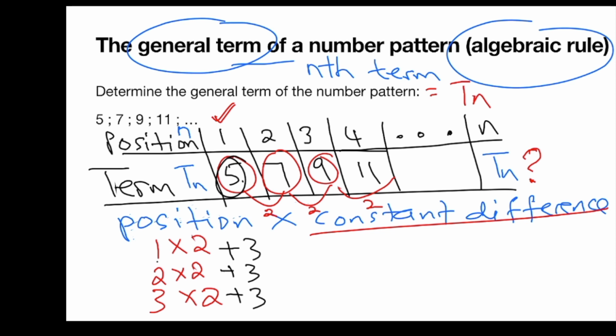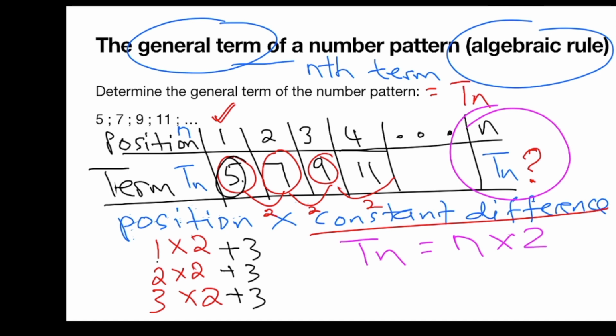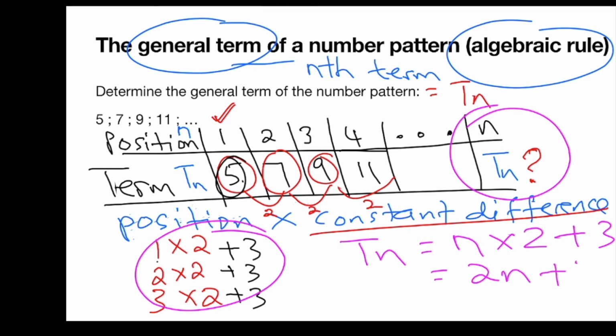But we are looking at this time for Tn. So how are we going to get Tn? To get Tn, we are going to take the position, which is n, and multiply it by the difference, which is 2, and add a 3, because remember we are adding a 3 for these ones here. So we need to do the same thing. If you simplify this, this will give you 2n plus 3. So the general formula is given by Tn equals 2n plus 3.